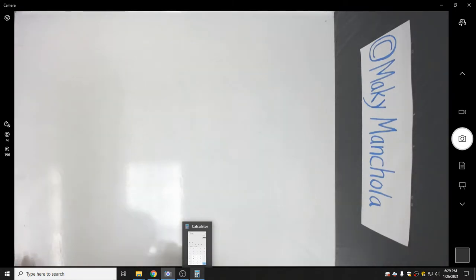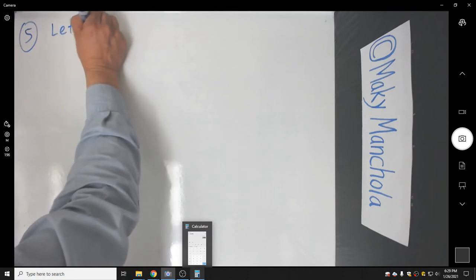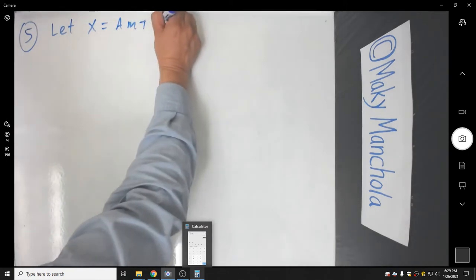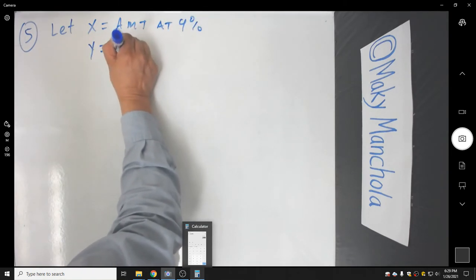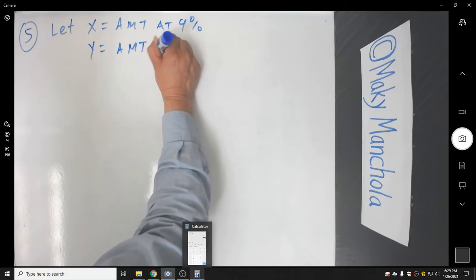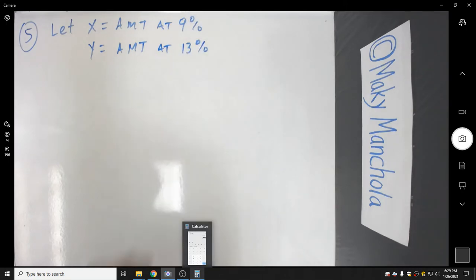Okay, so first, let's remark that there are two things we're looking for: the amount invested at 9% and the amount invested at 13%. So let's let X be the amount invested at 9% and let Y be the amount invested at 13%. What information do we have?